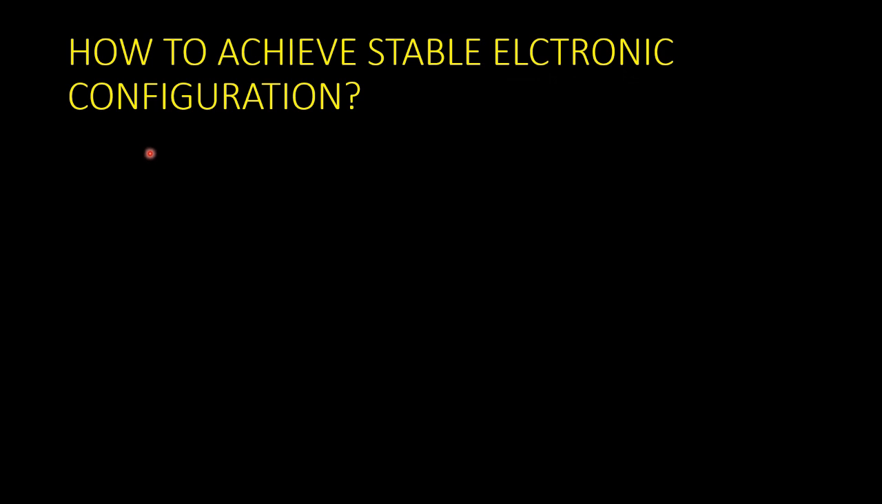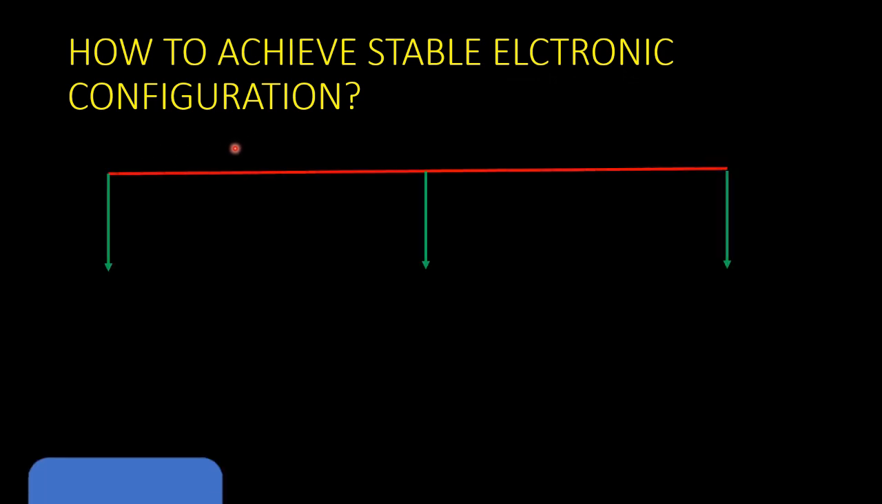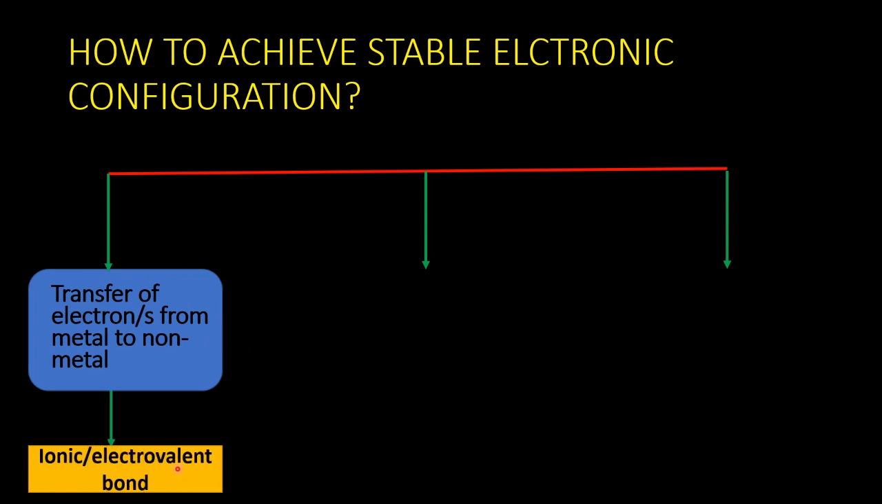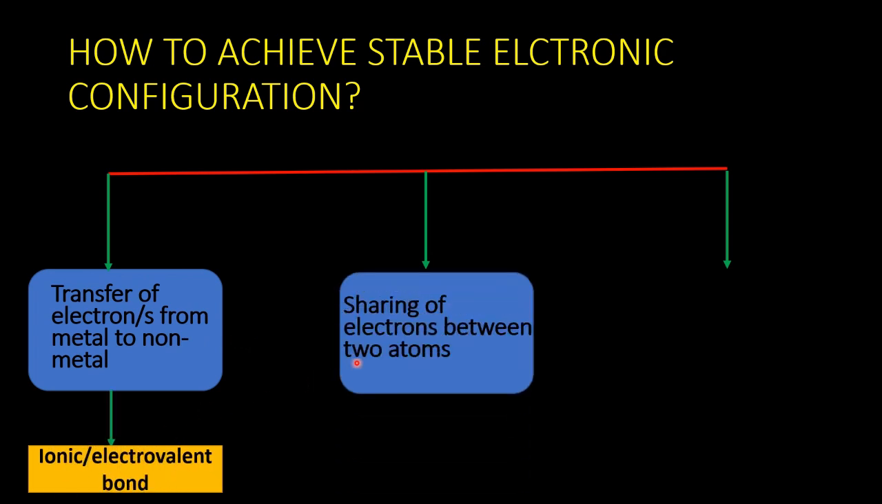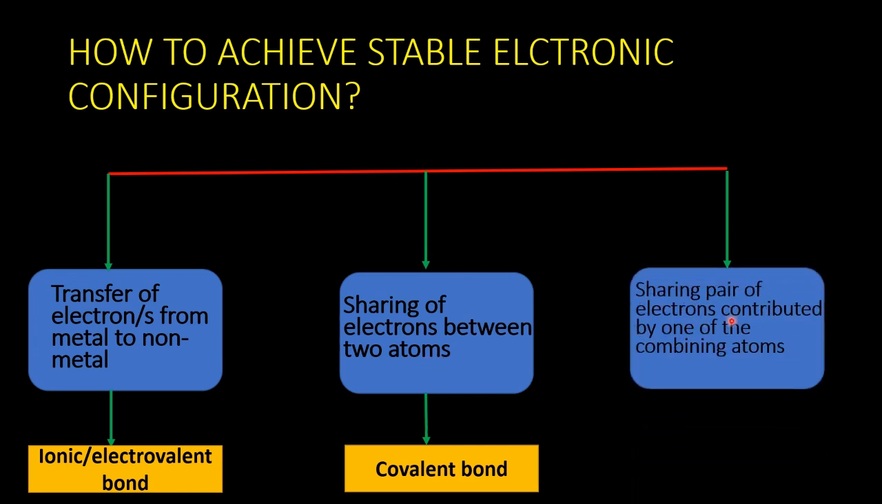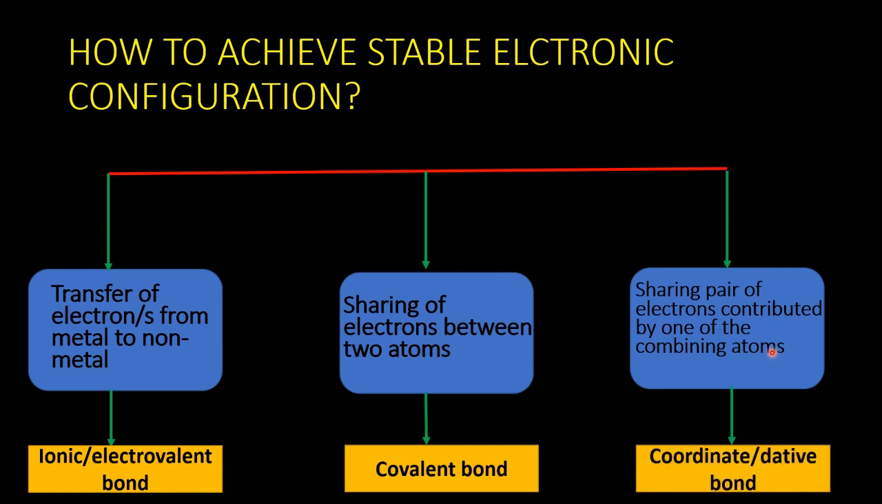How to achieve stable electron configuration? Three ways are there. First one, the metal will transfer its electron to the non-metal and form a bond which you call as ionic bond or electrovalent bond. Another method, when two non-metals share electrons with each other, mutual sharing of electrons, they will form covalent bond. One more type is sharing pair of electrons contributed entirely by one of the combining atoms, so they will form coordinate bond, which is also known as dative bond.